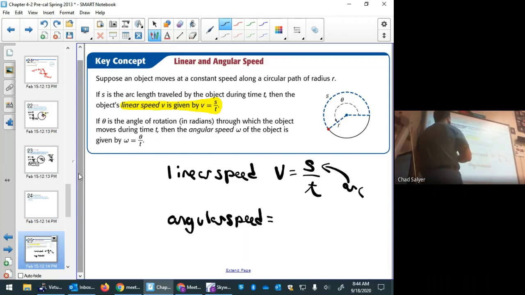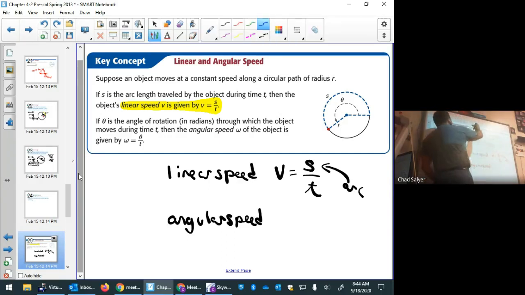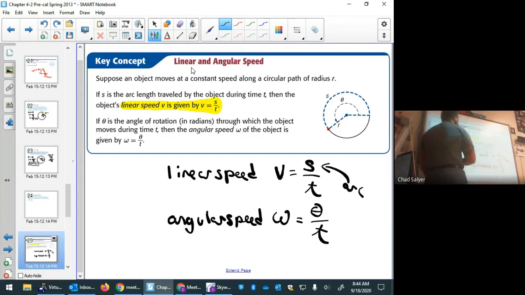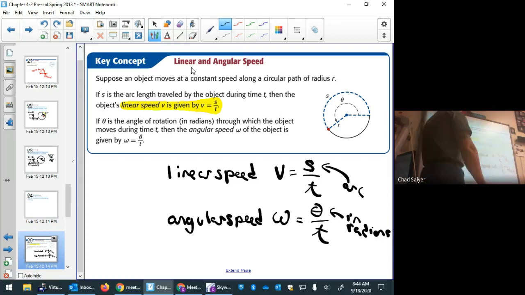And then the angular speed is given by the Greek letter omega, which is fun. It looks like a funky W. And it's equal to theta over T, where theta is in radians. So linear speed, V equals S over T, where S is the arc length. Angular speed, omega, equals theta over T.